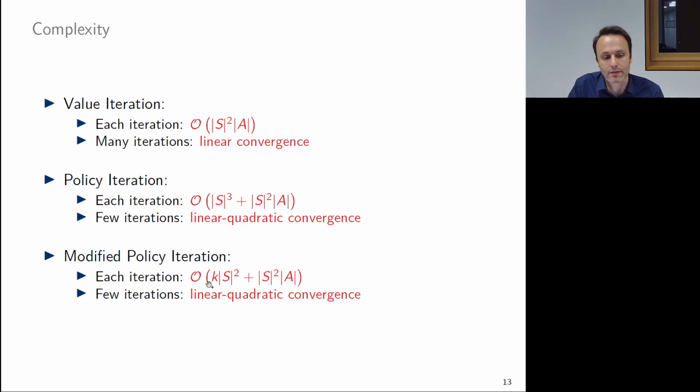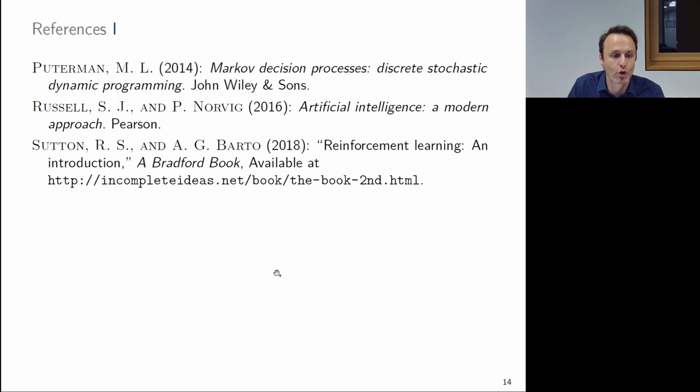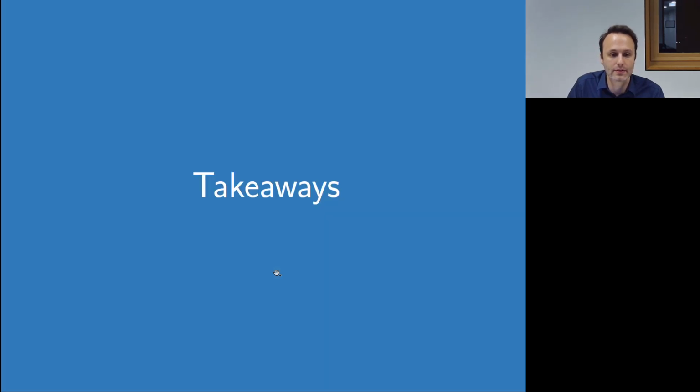So the modified policy iteration is in any case better than each of the two other algorithms, because here we have complexity that is only k times the number of states squared plus number of states squared times the number of actions, and we have something which is between linear and quadratic convergence, so few iterations. And essentially, if k is equal to 0, then we are doing value iteration, and if k is larger, then we are essentially doing policy iteration. So here are some references to read up on this, and let's summarize what we have seen.